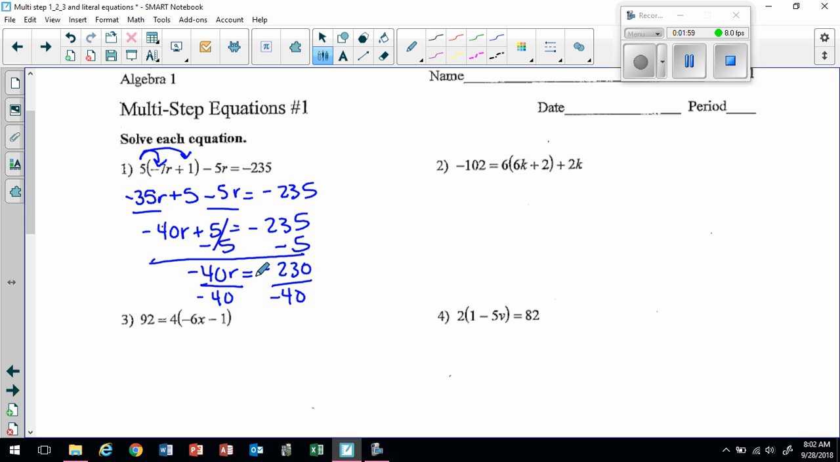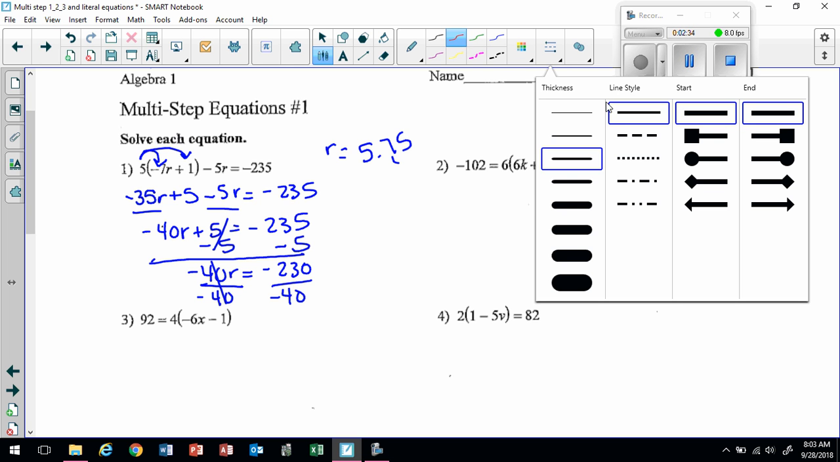Now I'm trying to get my variable by itself, so I divide by 40. Oop, not just 40, a -40. Look at Miss Hamblin over here making mistakes. So now, let me type this into the calculator. I have a -230 divided by a -40, which gives me 5.75. All right. Wonderful.